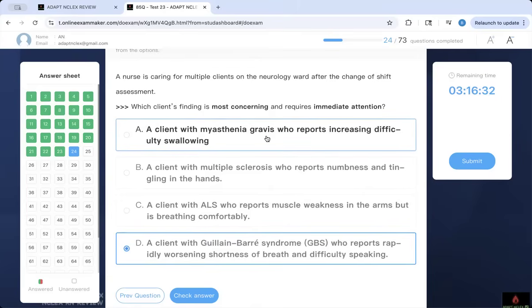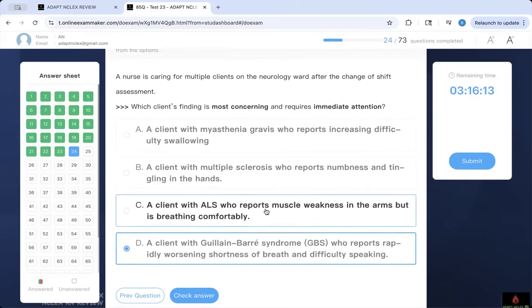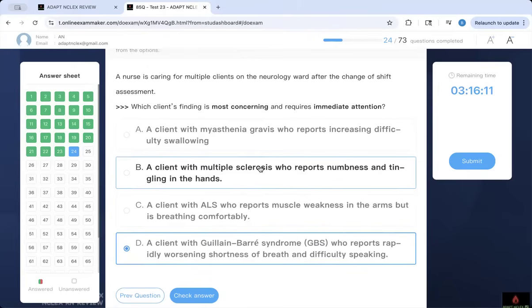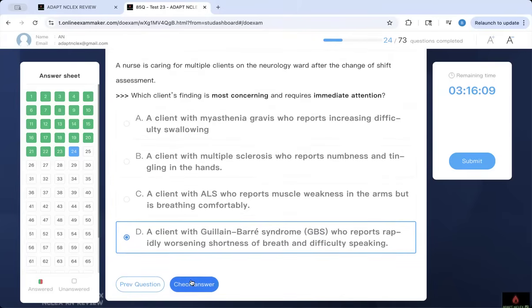Don't pick A. I know they too have difficulty swallowing, but the presence of worsening shortness of breath makes this one different. With just difficulty swallowing, maybe they are having aspiration, but this one is already affecting the lung. Therefore, they have shortness of breath. With ALS, you expect them to have weakness, and with multiple sclerosis, you expect them to have tingling in their hand. Not a bad problem.